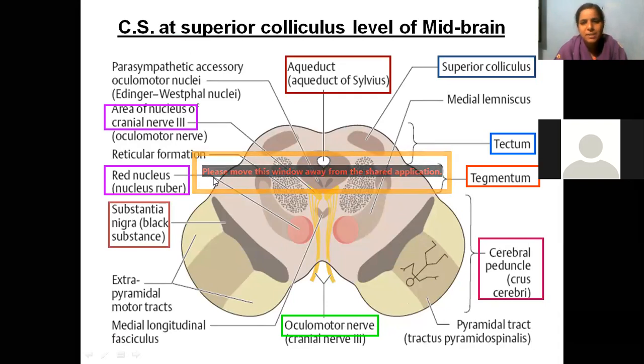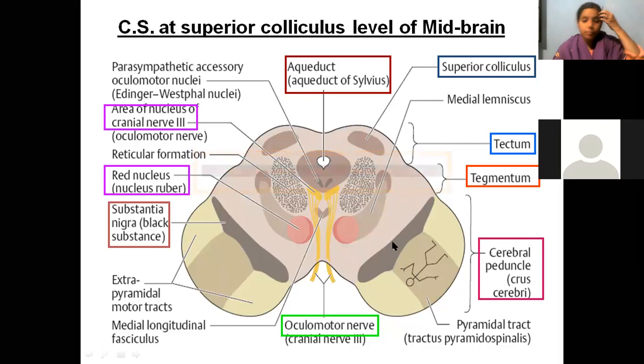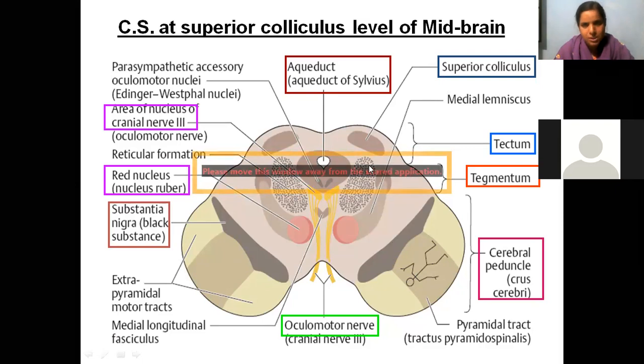So if you just pass a plane from here, we are dividing this into this area, the cerebral crus, on the ventral aspect, and on the dorsal aspect we have the tectum. So you have to divide this as tectum, tegmentum, cerebral crus. Okay, don't go with all the labelings, I'll try to make the labeling simple. First, three basic subdivisions we have. What are those? We have tectum, tegmentum, and cerebral peduncles or crus cerebri.